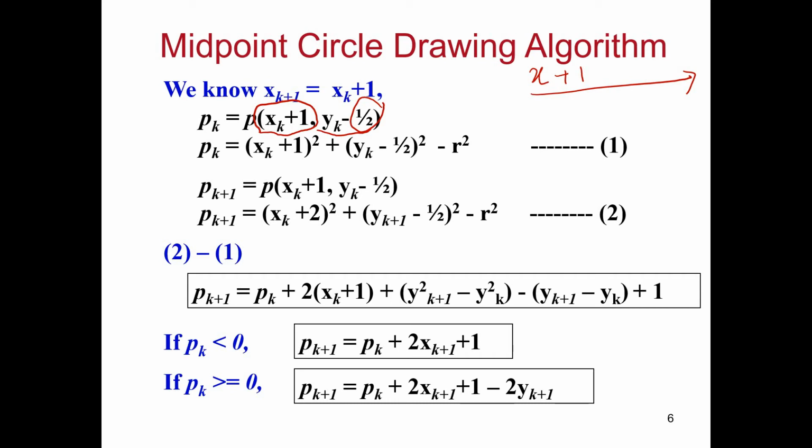Okay, now we'll go directly to here. If pk is less than 0, this is the next decision parameter that we will be using to calculate the next decision parameter. And if pk is greater than or equal to 0, this is the formula that we will be using to calculate the next decision parameter.